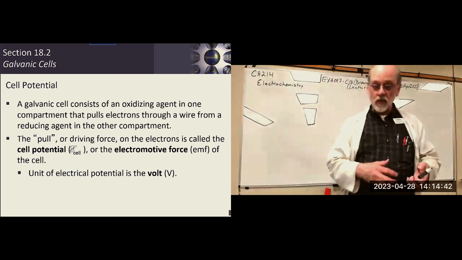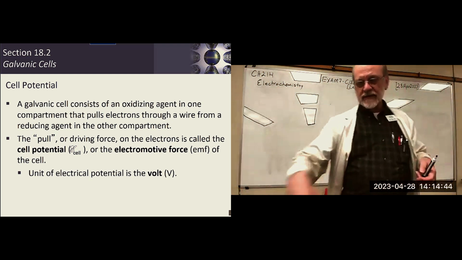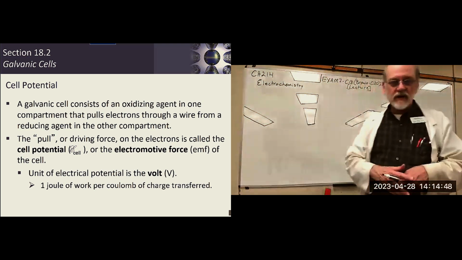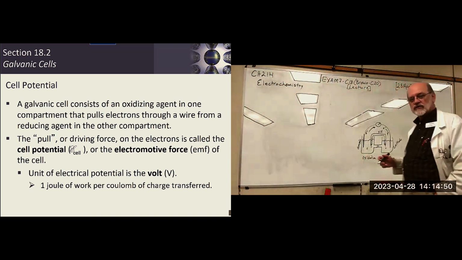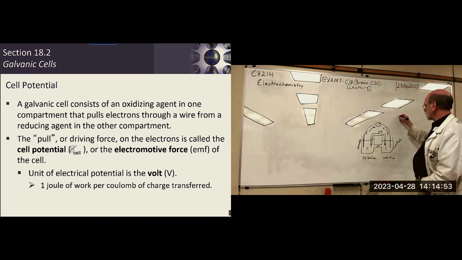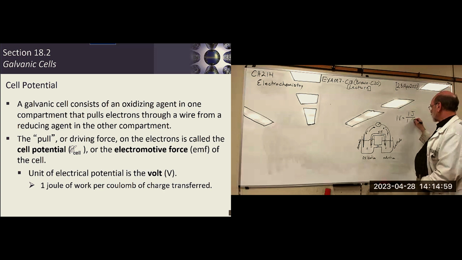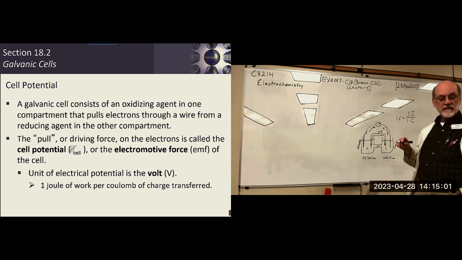The unit, of course, is the volt, right? And the volt means 1 joule of work for each coulomb of charge transferred. So 1 volt equals 1 joule of work for every coulomb of charge transferred.